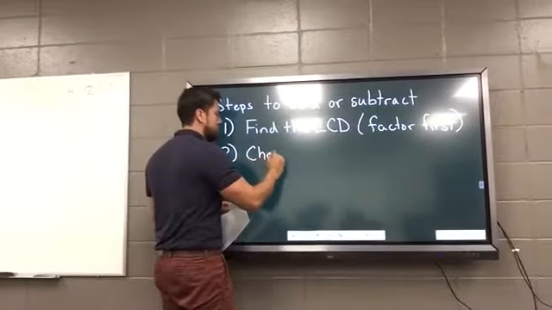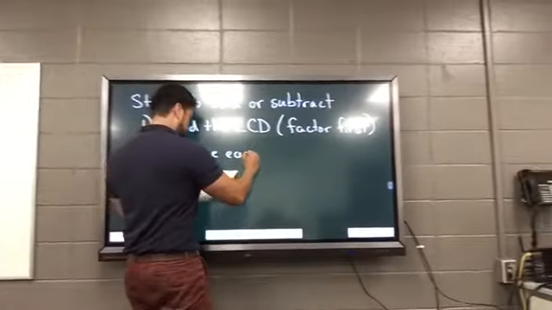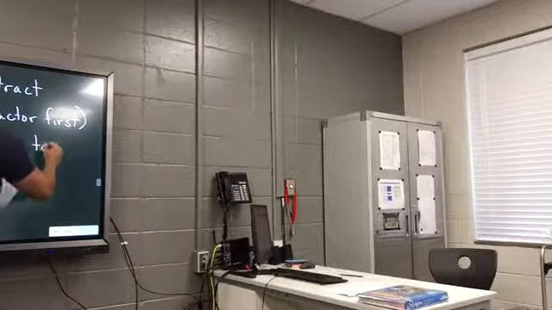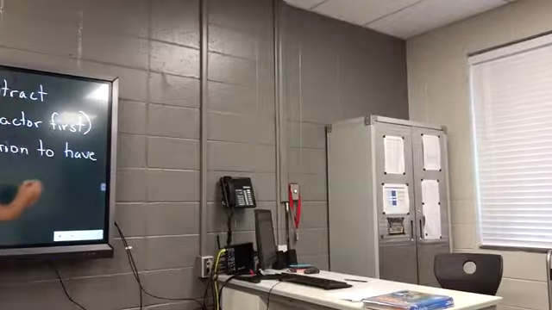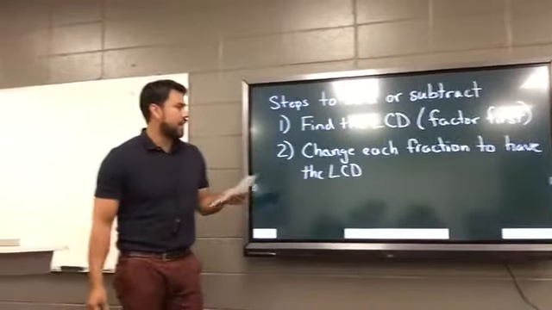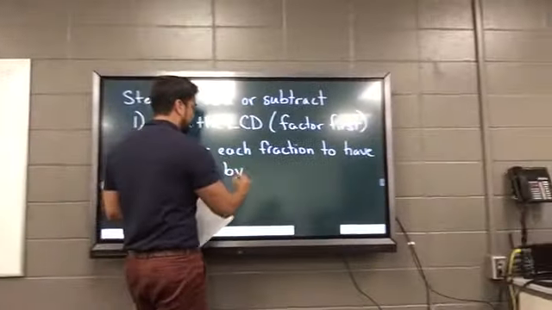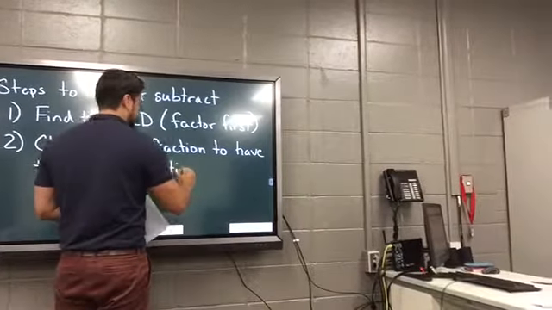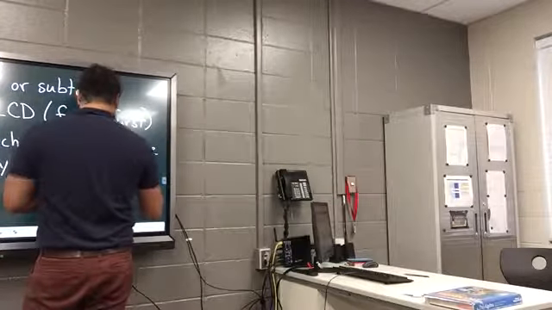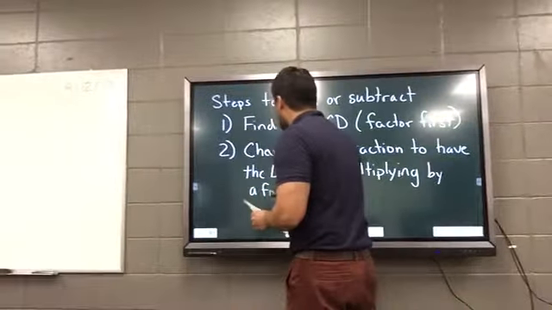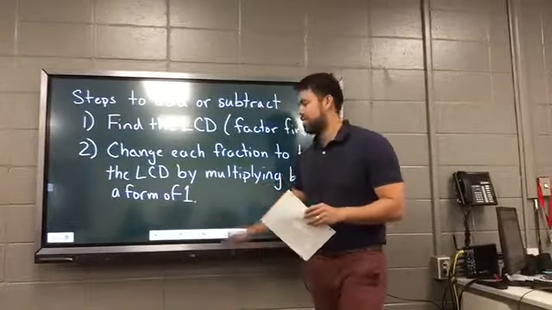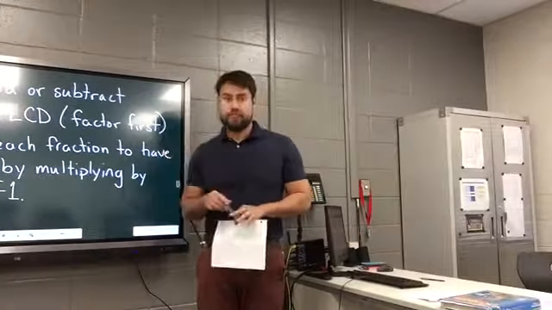Change each fraction to have the LCD, and then I tell you how to do that by multiplying, and I put here by a form of 1. When you say factor first, you mean like when you see the problem, before anything you factor?